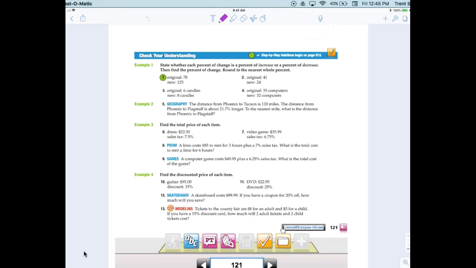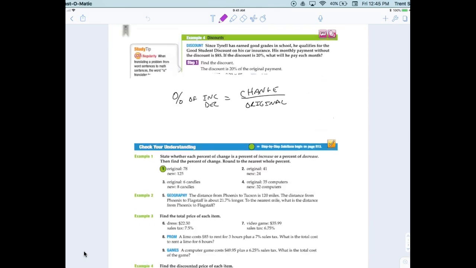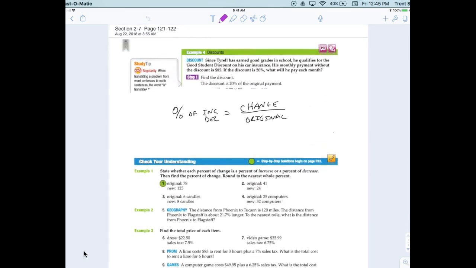This is, again, section 2-7. All right, we're doing page 121 to 122, 1 through 40.